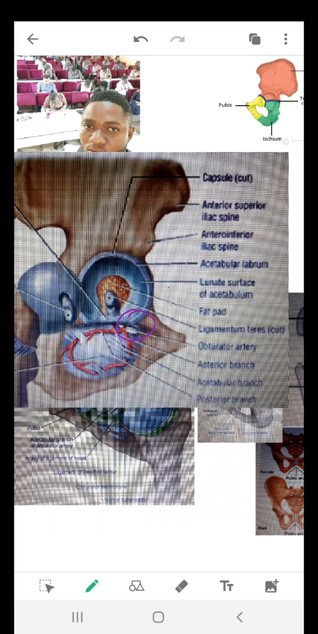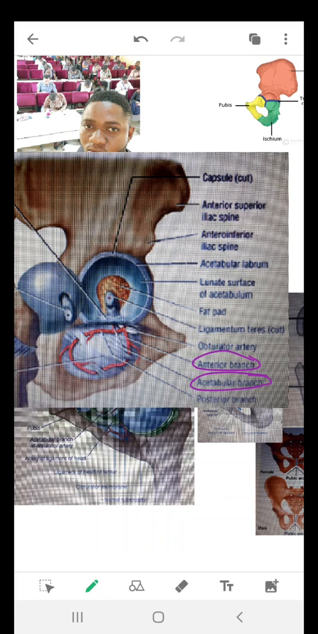So it gives different branches. If you look at these blades, it gives an anterior branch. Then it also gives an acetabular branch. Sorry, this image is very poor. So we have two branches.